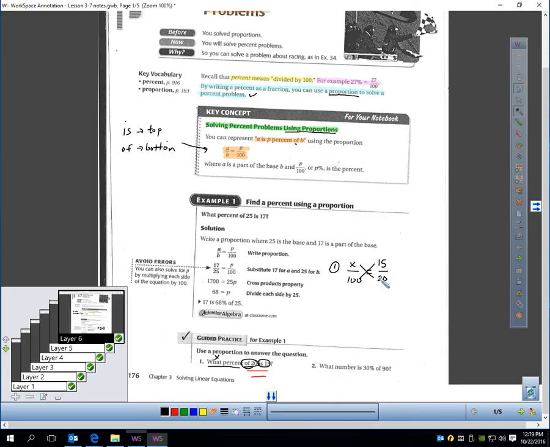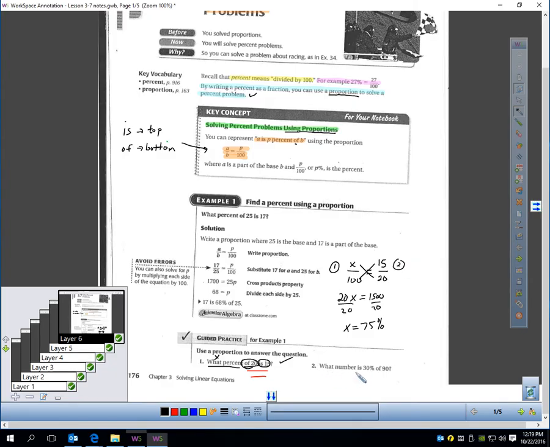I can cross multiply and solve. 20x equals 1500, and I can divide by 20, and when I do that, I'm getting 75. So it must be 75% of 20 is 15, and that's correct. 75% of 20 is 15. Here's another one.